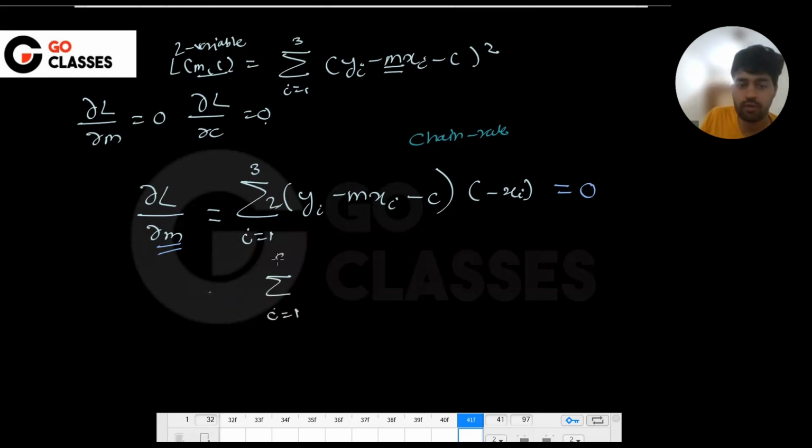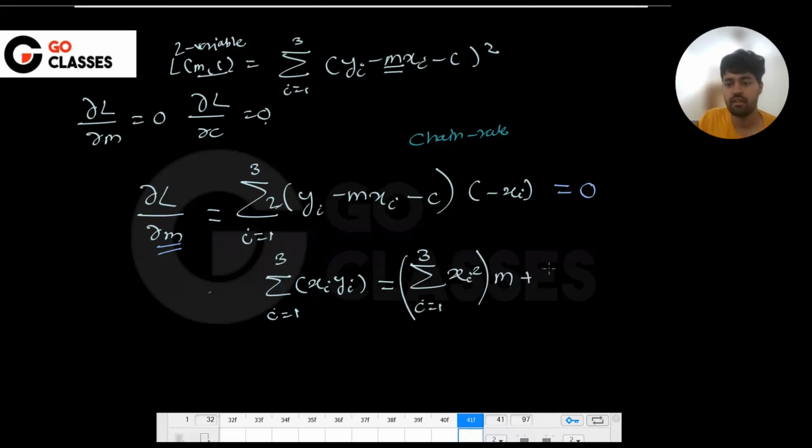Summation i goes from 1 to 3 of xi yi. So we take this, again, the negative minus 2 goes out because of the 0. Summation xi yi is equal to summation i from 1 to 3 of xi square into m, plus summation i from 1 to 3 of xi into c. So I take this xi, multiply it with yi. This is the value I get, and this is the equation that I get.